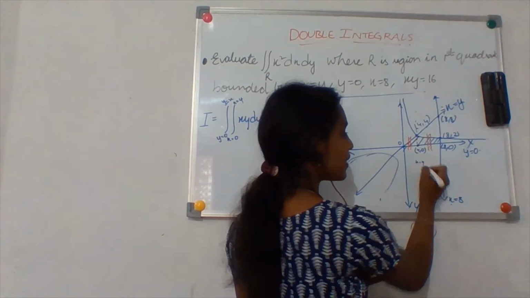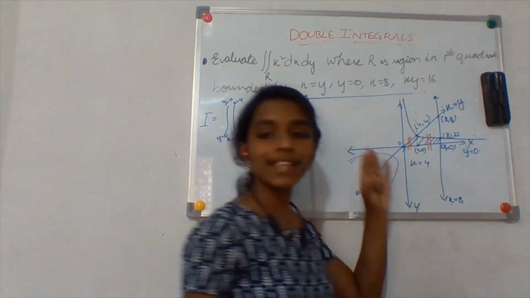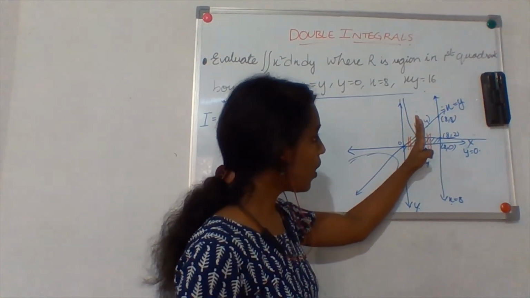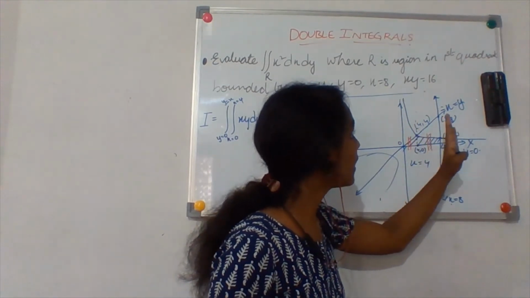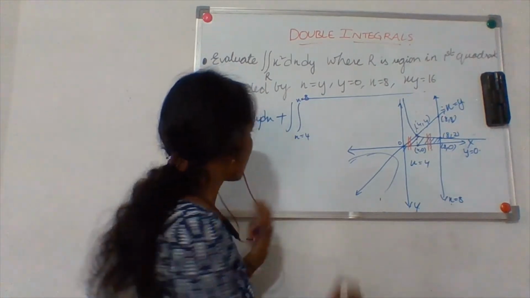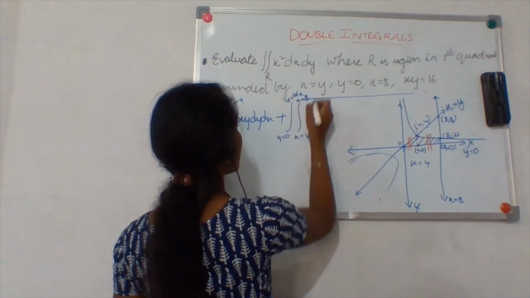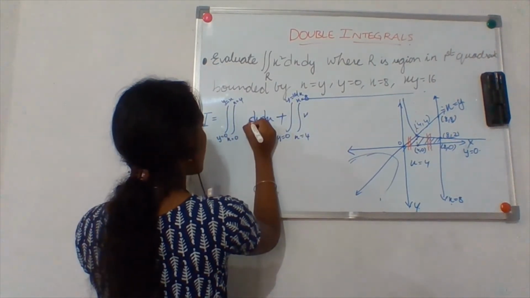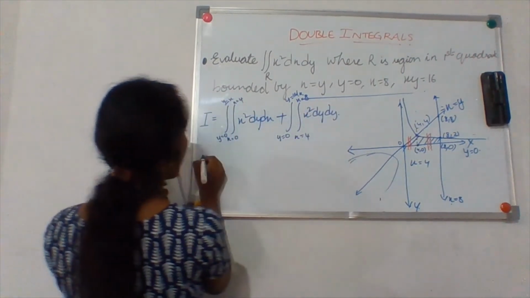The line x equals 4, and at that line y is 0, right? So the limit starts from 0. At that line the y limit is 0. So from 0 it moves on this curve, right? On this curve, y equals 16 by x. So y equals 0 to y equals 16 by x, of xy. Okay, sorry, not xy, x square. I'm very sorry. x square dy dx. And you have to solve this now.